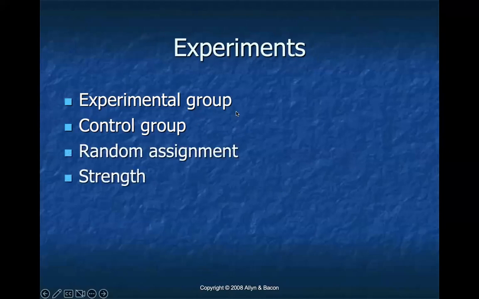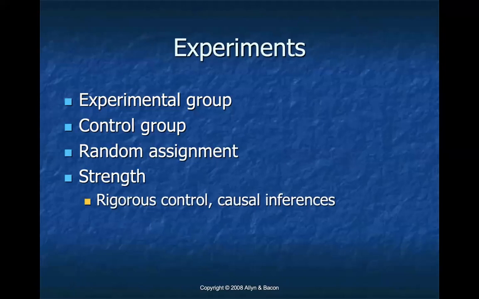You want to keep it random assignment. The more you can keep it unbiased, the stronger your research. So you don't want casual influences. You want to keep it very controlled. You're looking for one particular variable at a time.